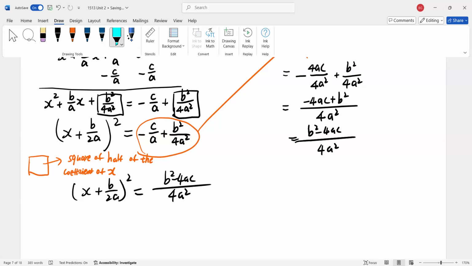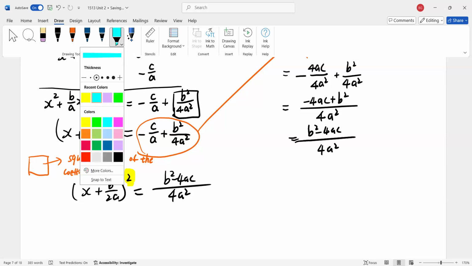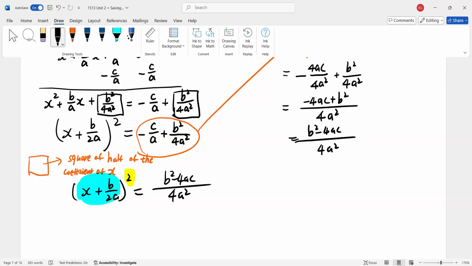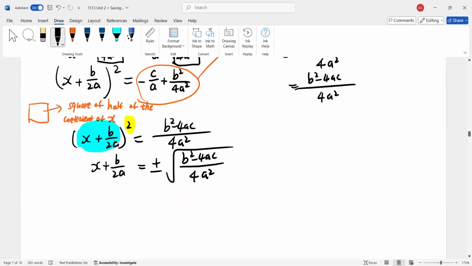Square root property. On the left side now, we have a perfect square isolated. This is a square, yellow, and this is the base, blue. So the base, x plus b over 2a, by the square root property, is going to be plus minus square root of the number on the right side, b squared minus 4ac over 4a squared, right? And then continue to simplify. We subtract b over 2a from each side. We have x equals negative b over 2a plus minus square root of b squared minus 4ac over 4a squared.